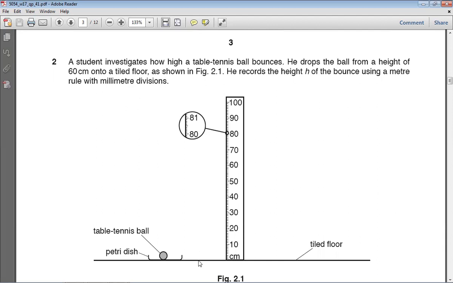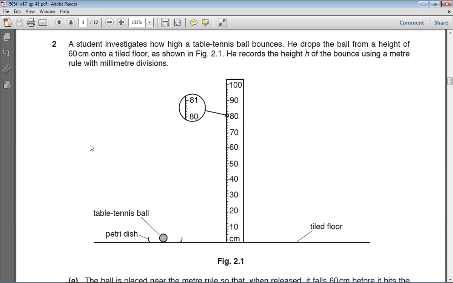The ball will hit this tiled floor and the ball will bounce. There are two heights involved. One height is the capital H, the height from where the ball is dropped. And the small h is the height which the ball will attain in the bounce. Hopefully you understand this story.